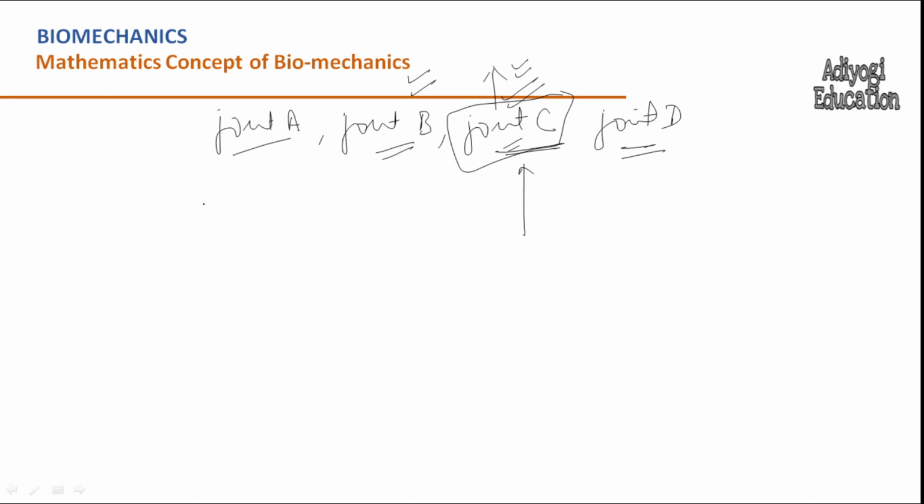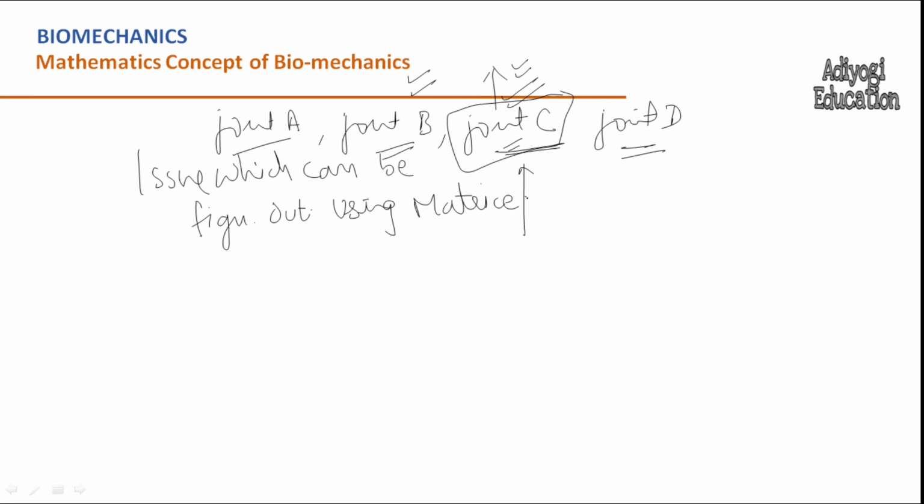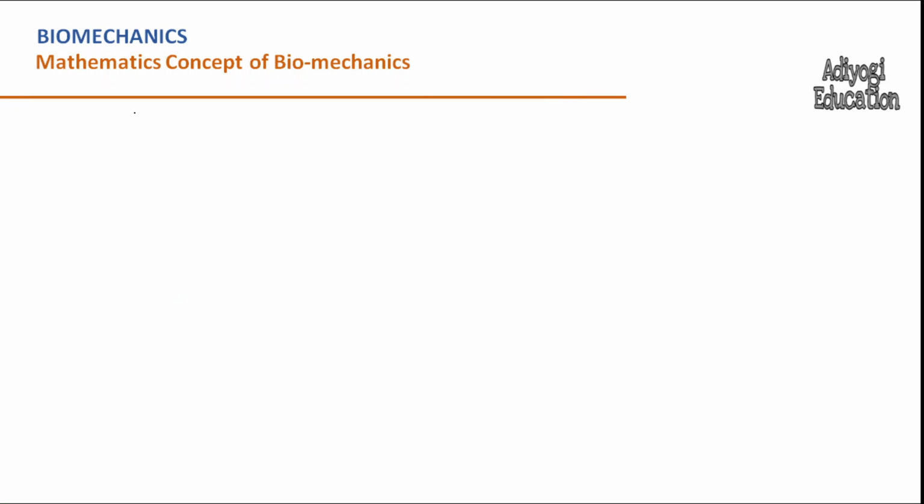Joint A and joint D, the issues can be figured out using the matrices approach. Whatever we are doing, we are trying to see the problem using mathematics. We are trying to look at the analysis using matrices and some other mathematical concepts. So let's start our further analysis.